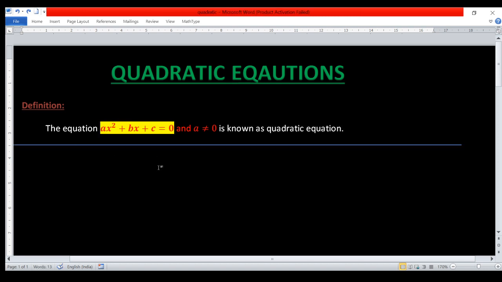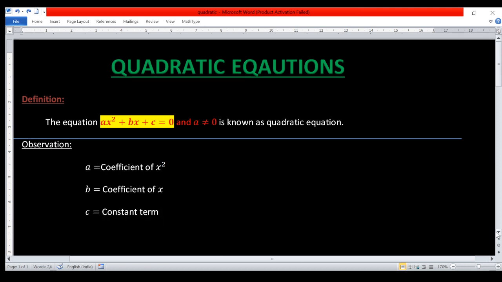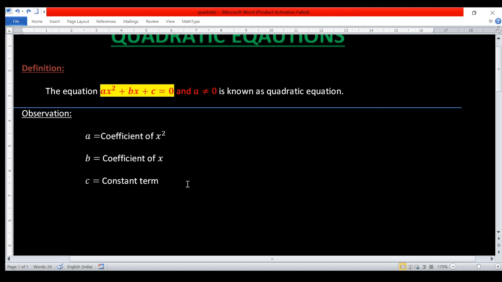Observations. A, B, C. These are the terms in the equation ax square plus bx plus c equal to 0. So we have some names for these letters A, B, C. First, A is always called what? Coefficient of x square. B, coefficient of x. C, constant term. So in a quadratic equation, A, B, C are called the coefficients of x square, x and the constant term respectively. Okay.